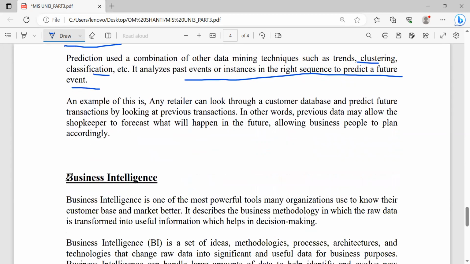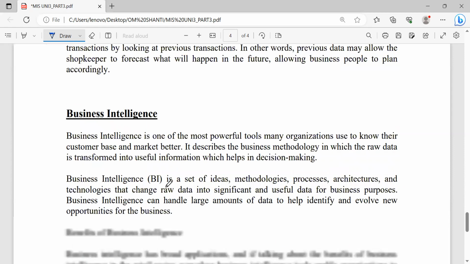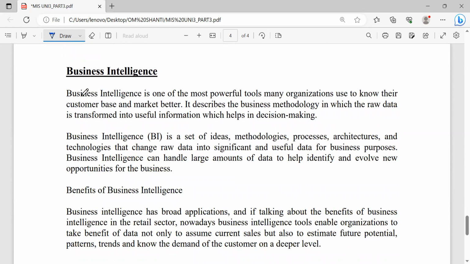Last is business intelligence. Business intelligence is the last topic for the third part. Business intelligence is one of the most powerful tools for many organizations to know their customer base and market better. It describes the business methodology in which raw data is transformed into useful information which helps in decision making. बिजनेस इंटेलिजेंस बहुत हेल्पफुल है किसी भी ऑर्गेनाइजेशन के लिए.